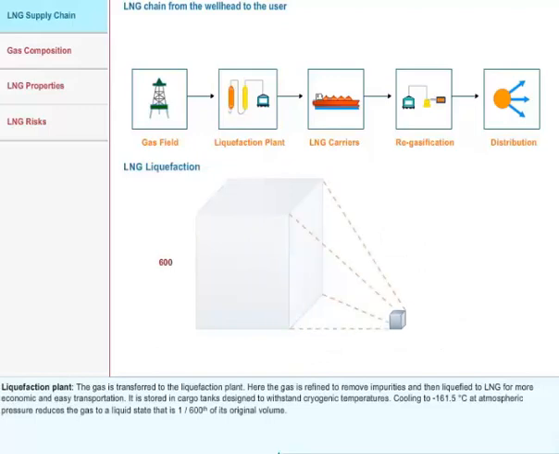Liquefaction plant. The gas is transferred to the liquefaction plant. Here, the gas is refined to remove impurities and then liquefied to LNG for more economic and easy transportation. It is stored in cargo tanks designed to withstand cryogenic temperatures. Cooling to minus 161.5 degrees centigrade at atmospheric pressure reduces the gas to a liquid state, that is, 600 times of its original volume.